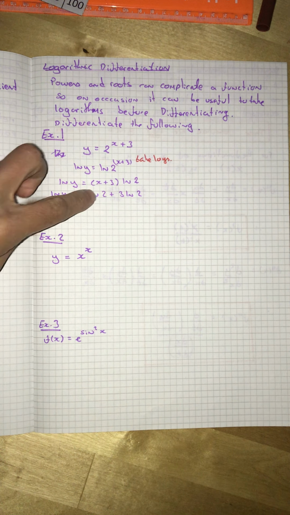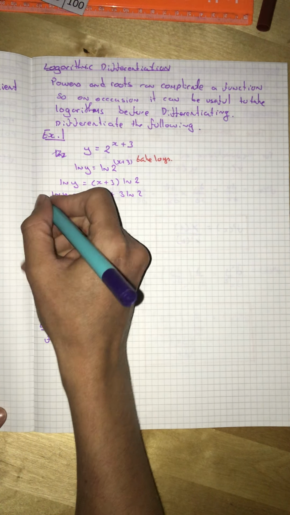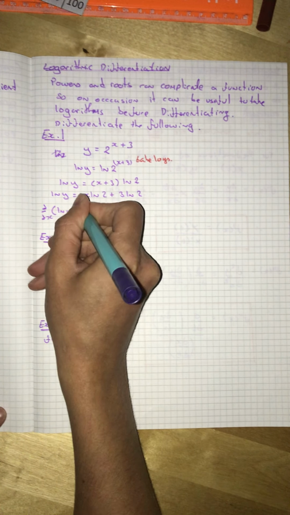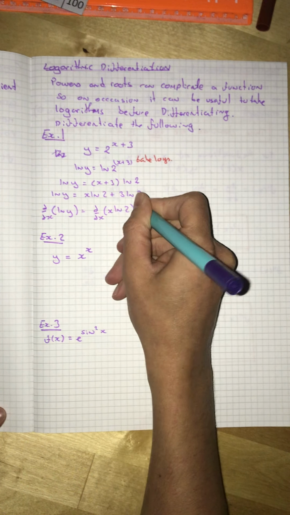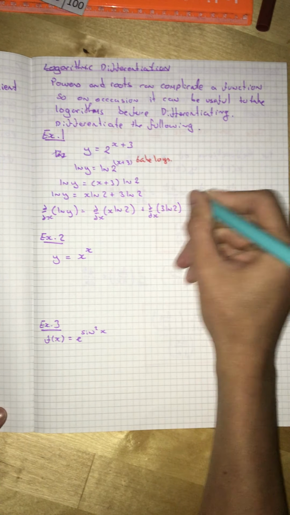However, now we can hopefully see that it is a straightforward function to differentiate by implicit differentiation. Okay, so d by dx of log y, d by dx of x log 2 plus d by dx of 3 log 2.